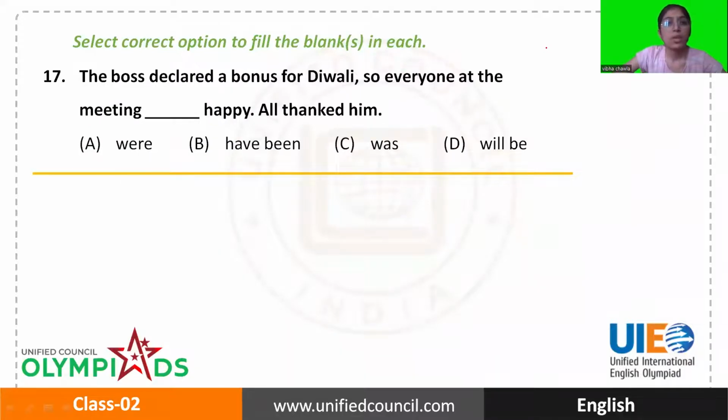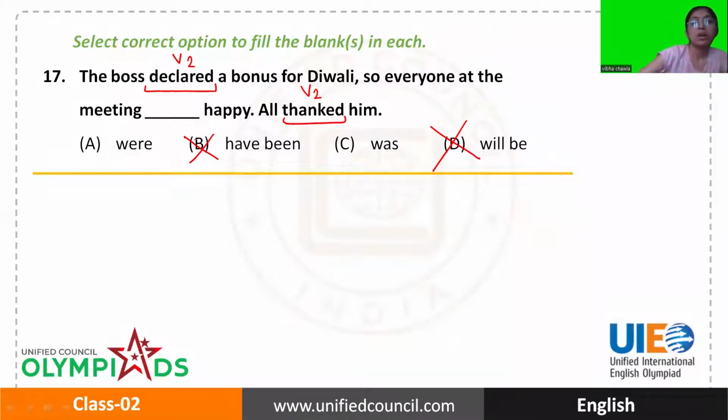Next up is question number 17. The boss declared a bonus for Diwali. So everyone at the meeting blank happy. Options: thanked him, and so on. Again, we are talking about past, right? Declared, past form of verb. Thanked, past form of verb. Will be is incorrect, future. Have been, again incorrect, it's the structure of present perfect. So, were happy or was happy?